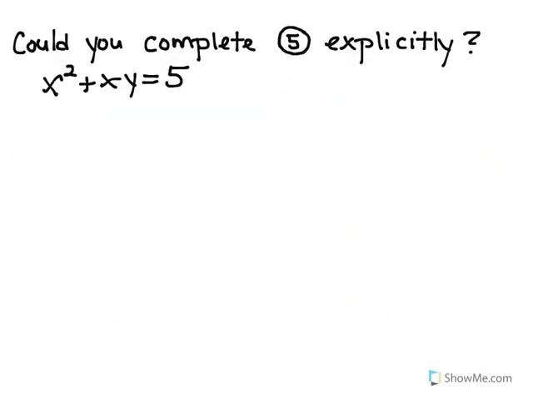But we're going to look at number 5 a different way. Problem number 5 could be done explicitly. If I rearrange this equation, how could I get y by itself? Well, if I subtract x squared from both sides, I would get 5 minus x squared, and then I would have xy, so I'm going to divide through by x. To find the derivative of that, I'm going to use the quotient rule.